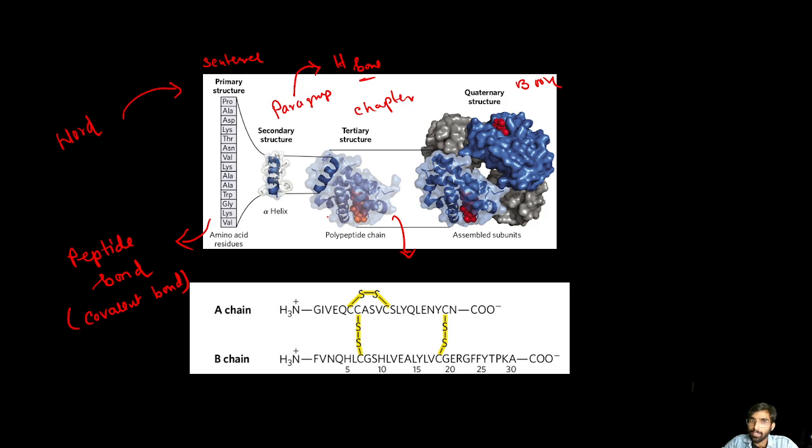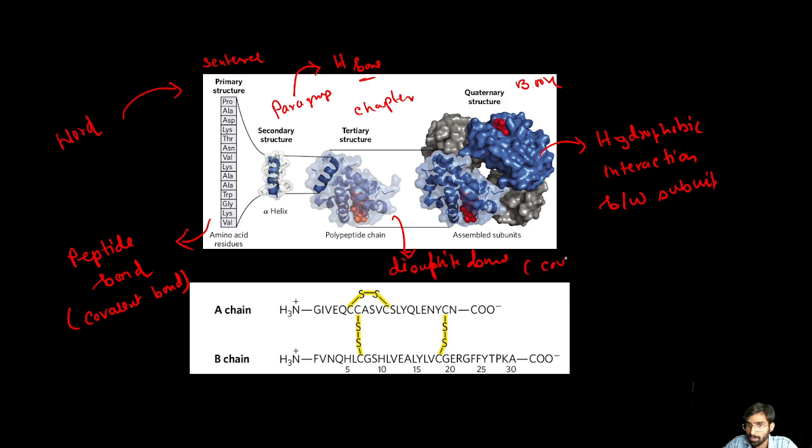So peptide bond plus hydrogen bond plus disulfide bond, and the quaternary structure is mainly due to the hydrophobic interaction between subunits. So primary structure is due to peptide bond, that is the covalent bond. Secondary structure is due to hydrogen bond. Tertiary structure is due to disulfide bond, that's again covalent bond. But hydrogen bond and hydrophobic interaction, these are not covalent bonds.